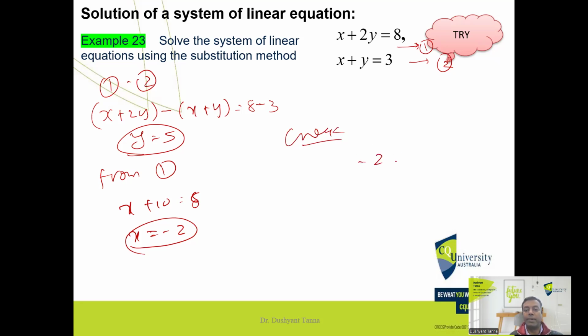It's a good habit to check. Minus 2 plus 10 is 8, that's right. And minus 2 plus 5 is 3, that's right. And therefore, your solution is x is minus 2, y is 5.